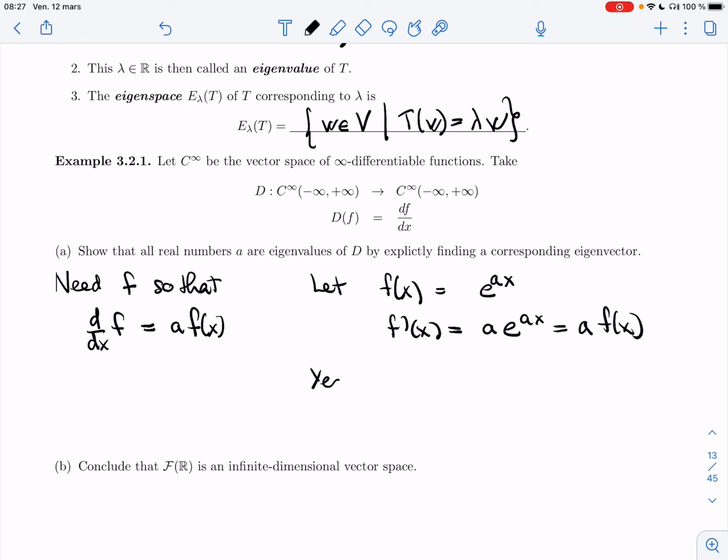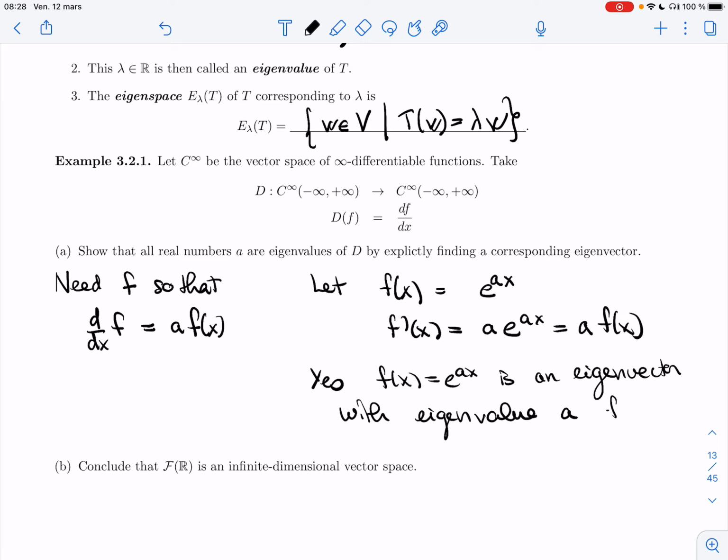So yes, e to the ax is an eigenvector with eigenvalue a.